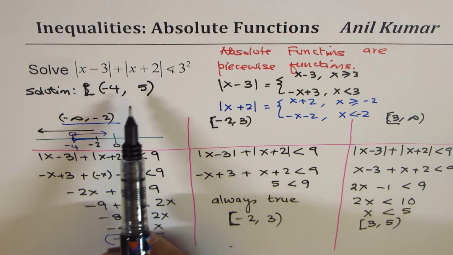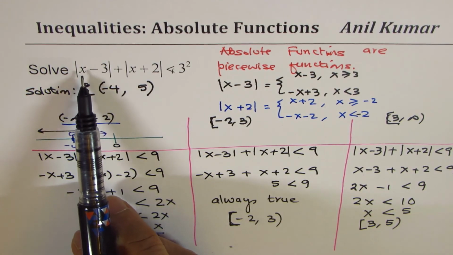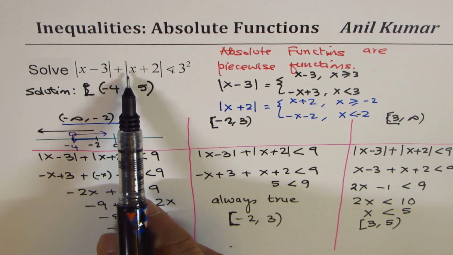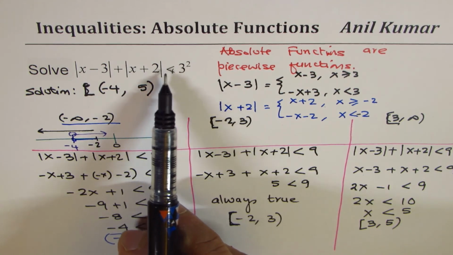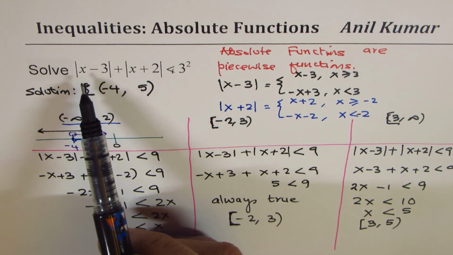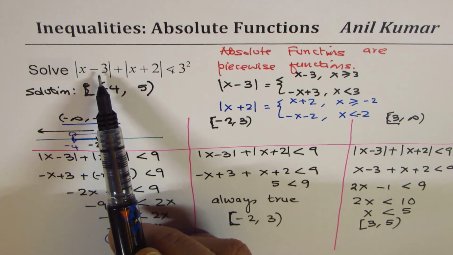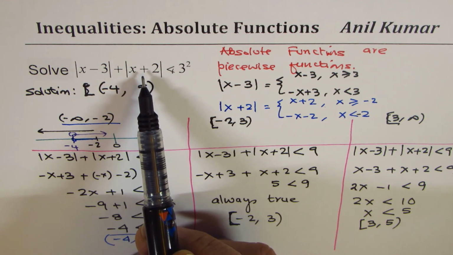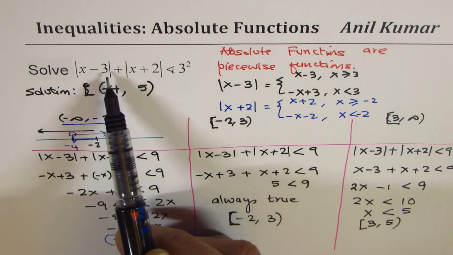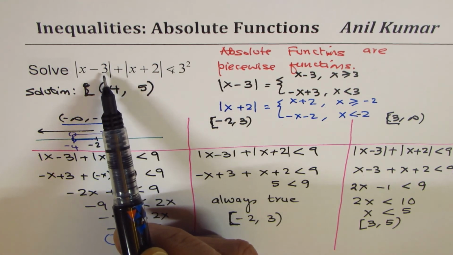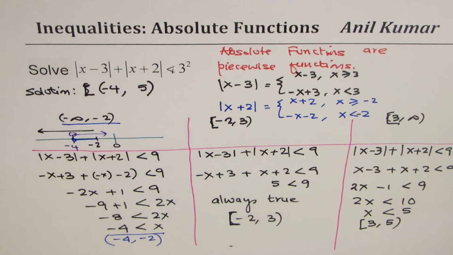You could always check. If I write 5 here, then I get 5 minus 3 is 2, 5 plus 2 is 7, and the sum is 9, so it is equal to 9. We need less than. So that's one boundary. The other one is minus 4 for us. If I write minus 4, so minus 4 minus 3 is minus 7. Absolute value is plus 7. And here it will give me minus 2. Absolute value is 2. So when we add, you get again 9. So that becomes the other boundary. And if I just write 0 for x, I get 3 plus 2 is 5, which is also correct. So we can check that this is the right solution.